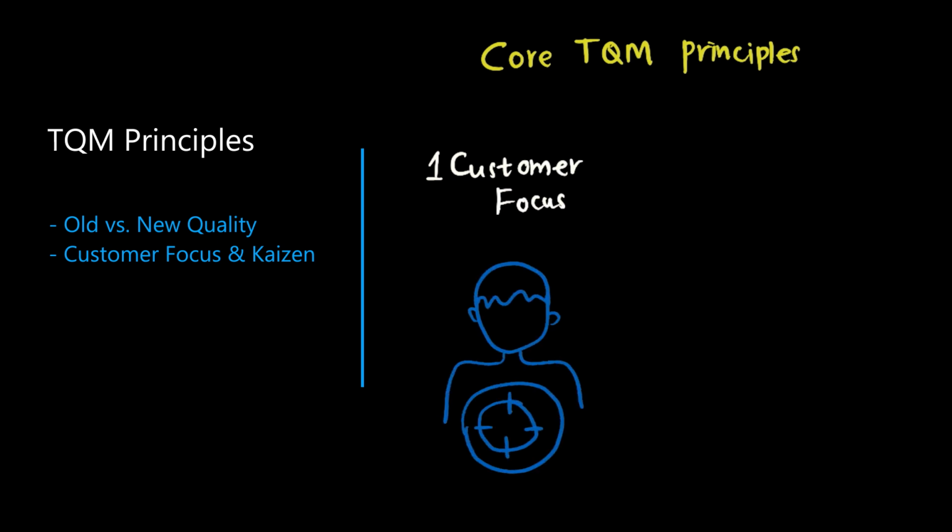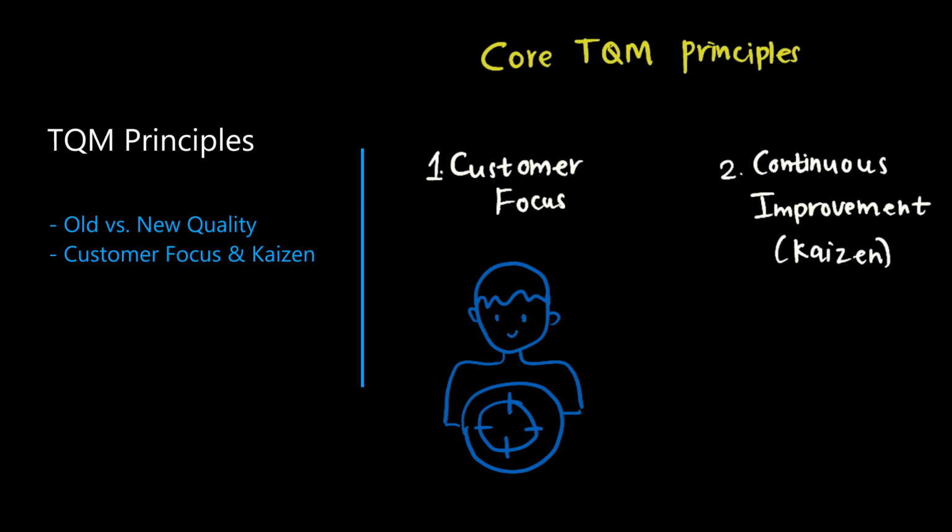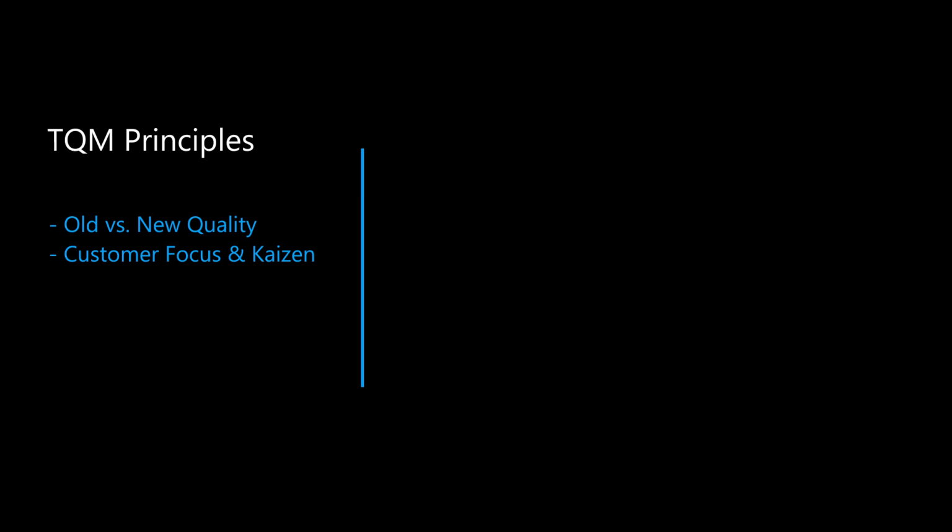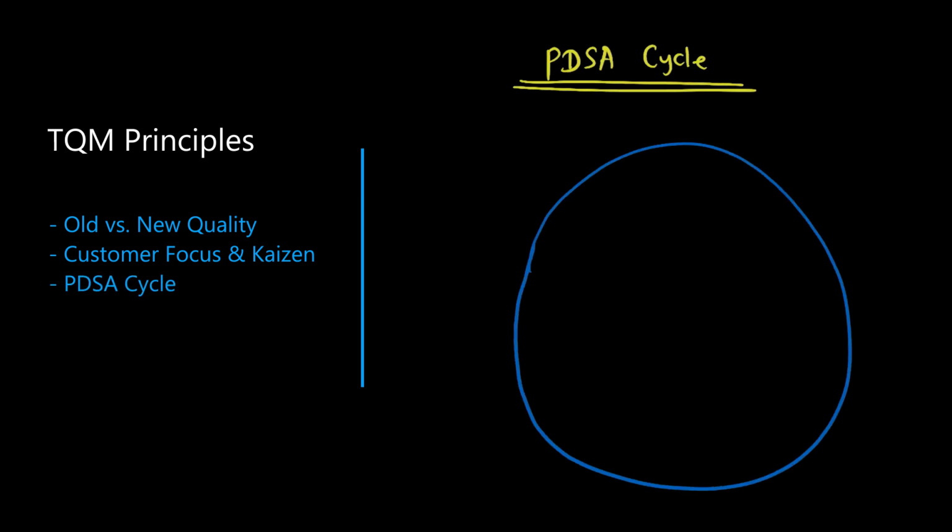Second is continuous improvement, a concept perfected in Japan and known as Kaizen. It's the philosophy of never being satisfied. It's about making small, incremental, ongoing improvements to every process every single day. A key tool for this is the PDSA cycle. Plan, Do, Study, Act.